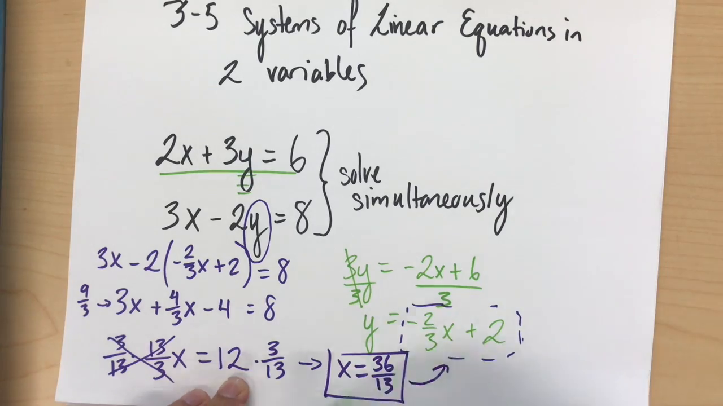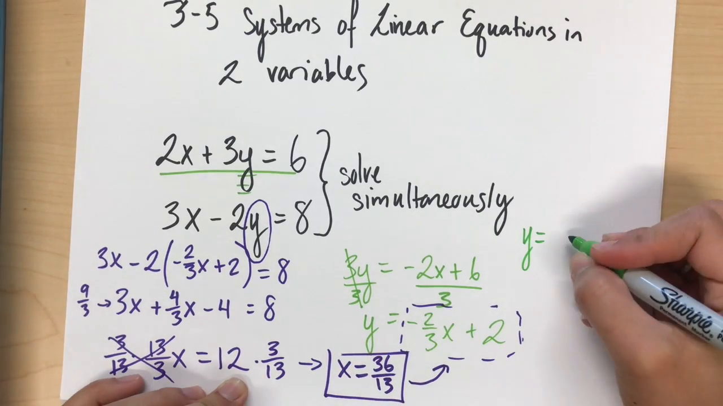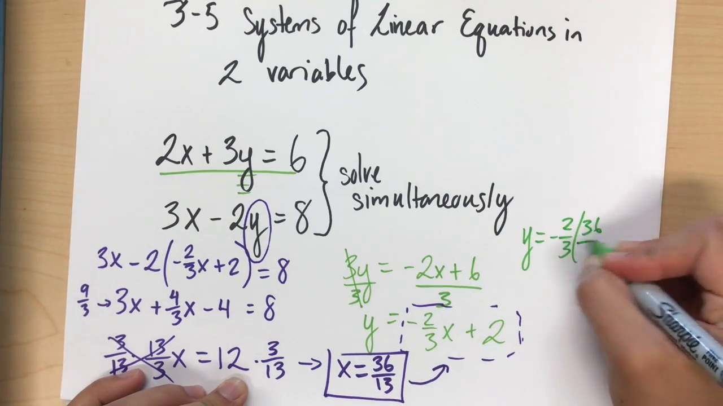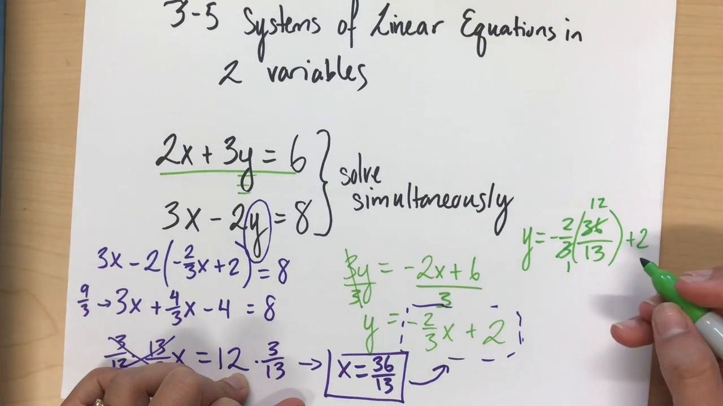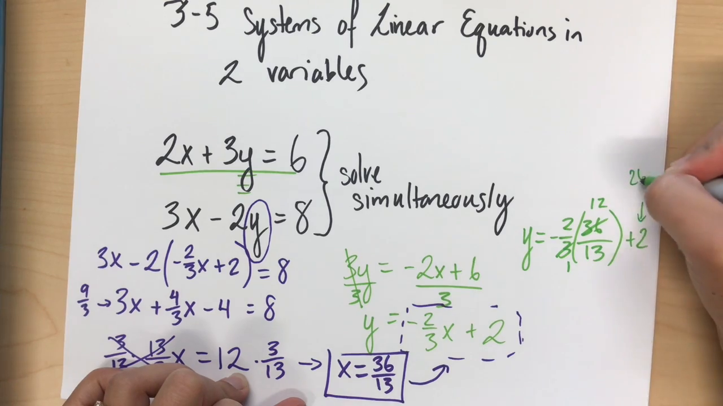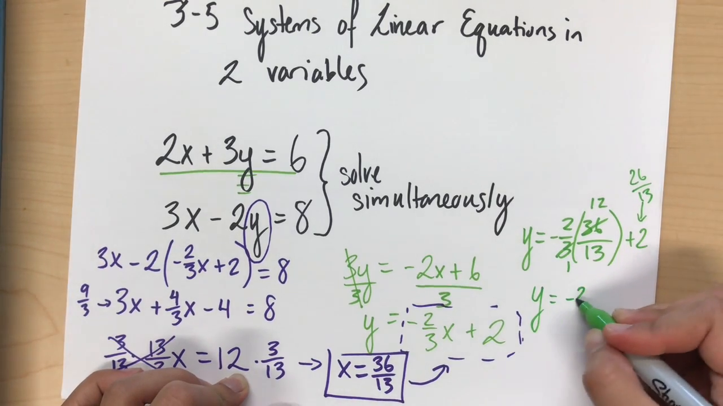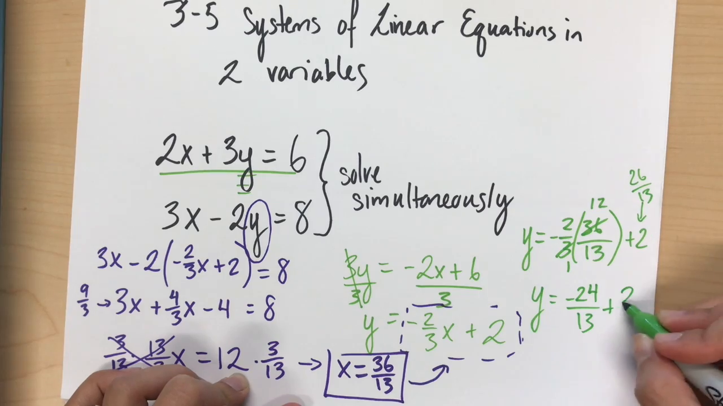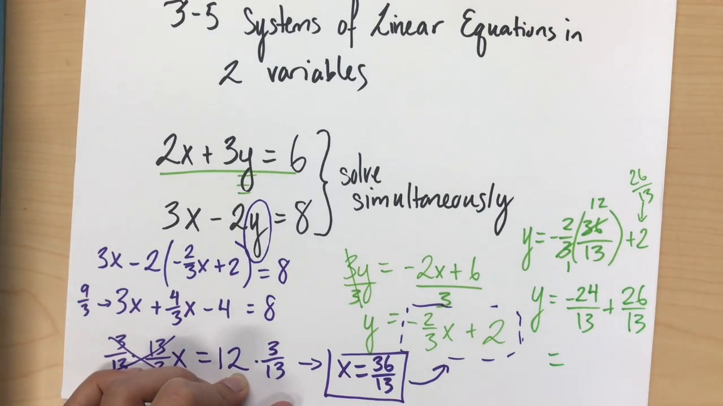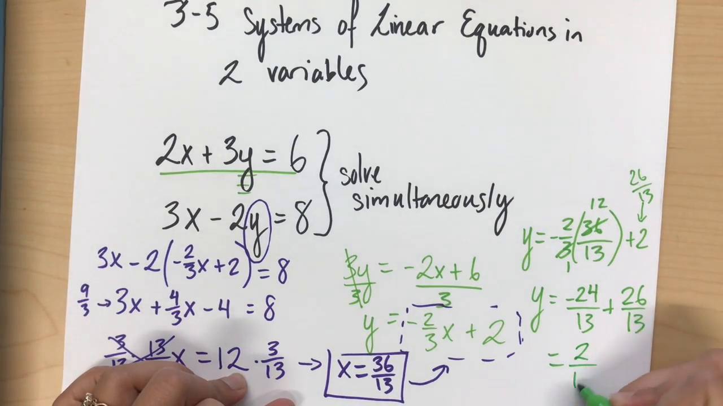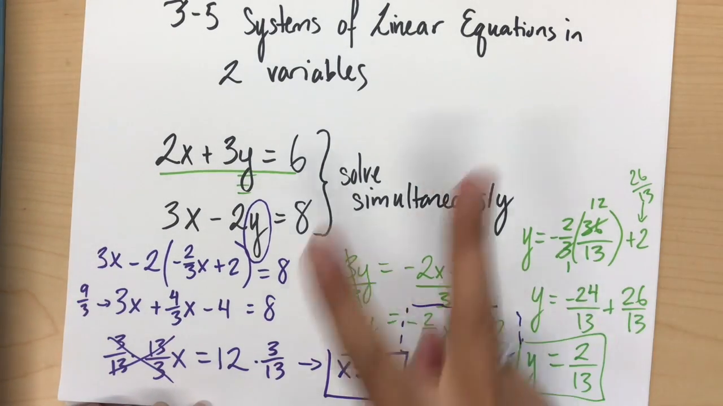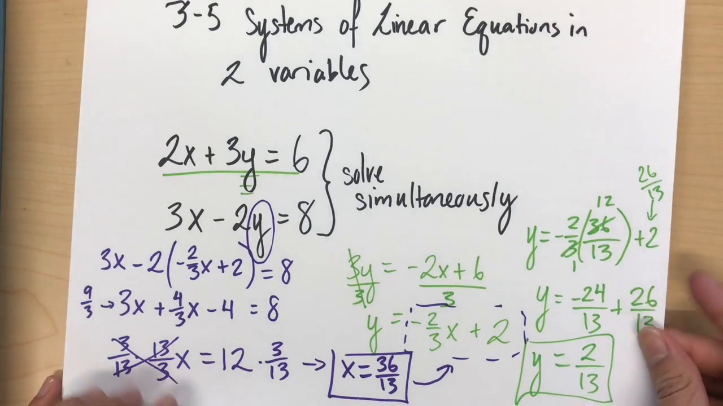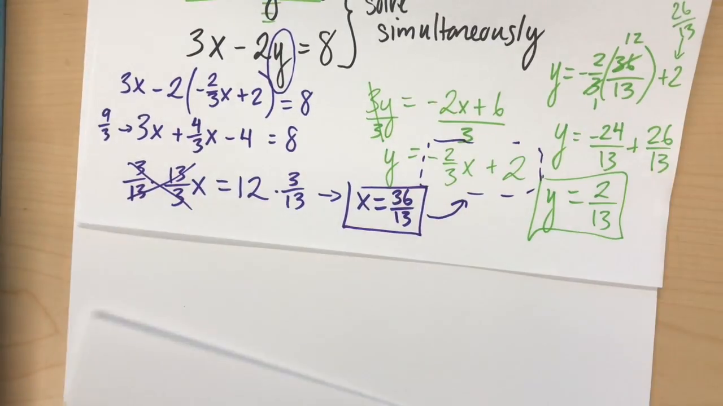Okay, so then all I have to do from there is plug in what I got for x into that first equation where I solve for y. So once I plug in x there and I add 2, I'm going to cancel the 3 and the 36, and I'm going to change 2 to 26 over 13. Then I'm adding similar terms with the same denominator, and I end up getting y is equal to 2 over 13. So I've solved these two simultaneously and gotten answers for x and y.